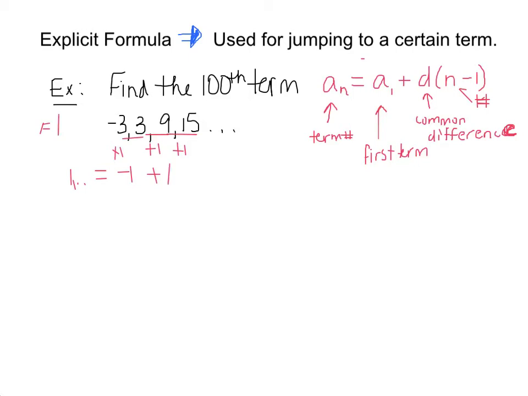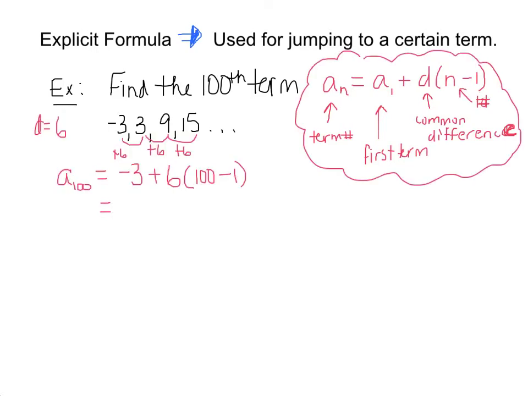So I'm going to plug that into my formula, and then the N value that I'm going to use is 100. So 100 minus 1. Again, that's because I'm trying to find the 100th term. All right, so let's figure out what that would be. You can just type that into your calculator. So the 100th term would be the number 591.